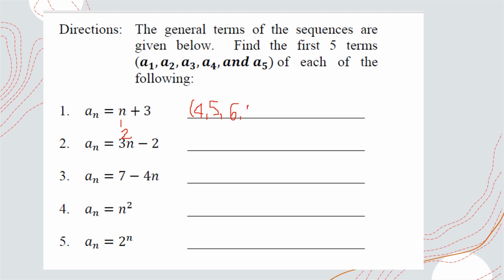Pwede ka nang mag-add ng 1, so that will give you 7 and 8. So 4, 5, 6, 7, and 8. So those are the first 5 terms of the sequence. Okay ba? So itong 2, 3, 4, and 5, I will let you find the first 5 terms. Pwede nyo i-pause muna yung video natin so that may time kayong sagutan yung mga items na yan.